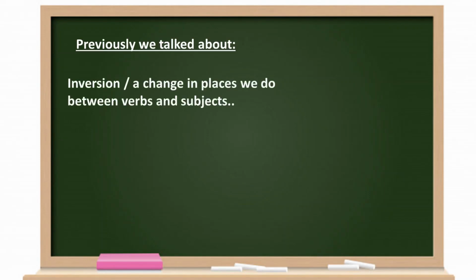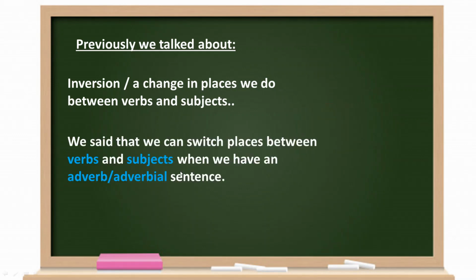Previously we talked about inversion, which is a change in places we do between verbs and subjects. We said that we can switch places between verbs and subjects when we have an adverb or an adverbial sentence. What is an adverb and what is an adverbial sentence? We said it's a sentence that starts with an adverb, like over, out, on, and in, etc.